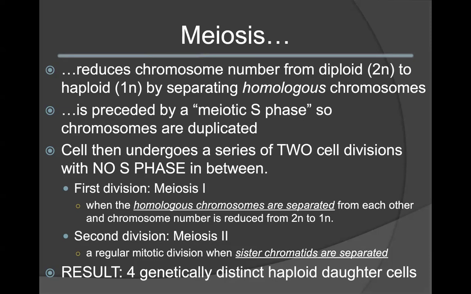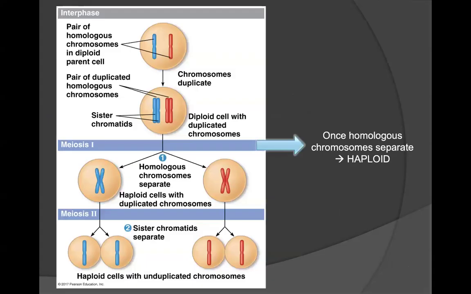This is going to overall result in the production of 4 genetically distinct daughter cells, and each of these daughter cells are going to be haploid, containing only one version of the gene. This slide helps to depict the difference between those two divisions. Remember, we still have interphase occurring, so we still have the 2 growth phases and we still have the S phase where the DNA is going to be synthesized. This is what we see in the first part of this diagram.